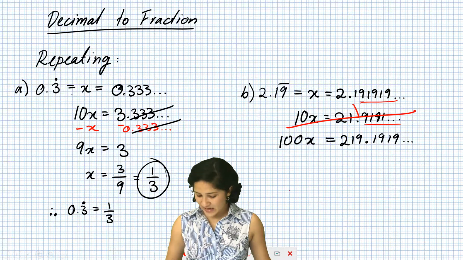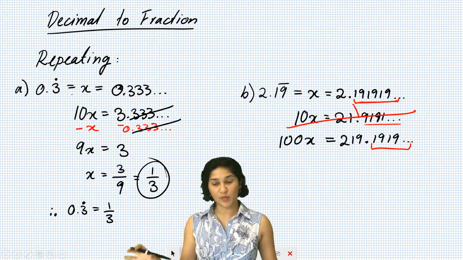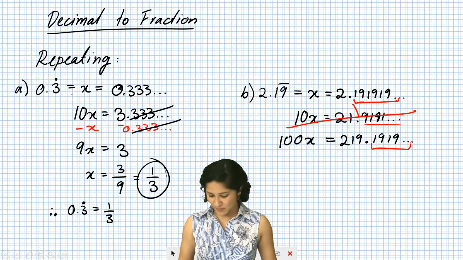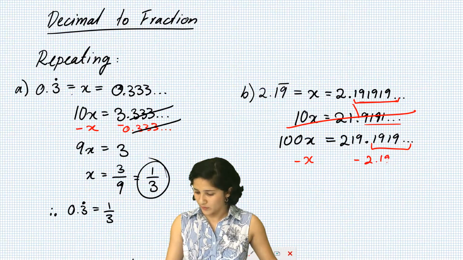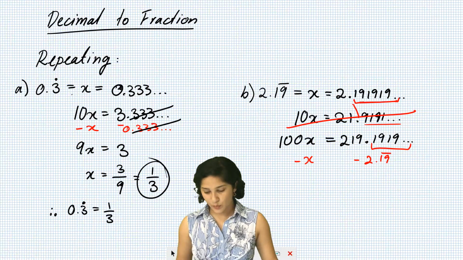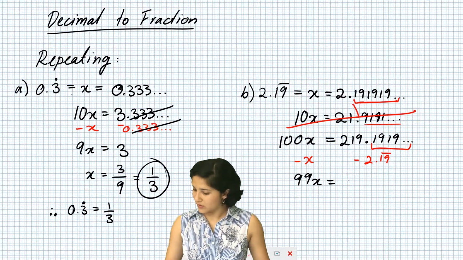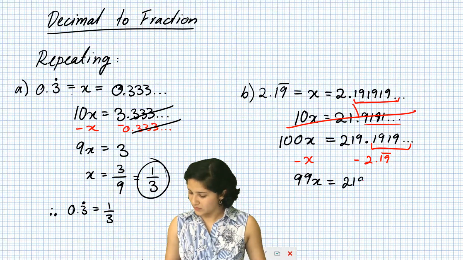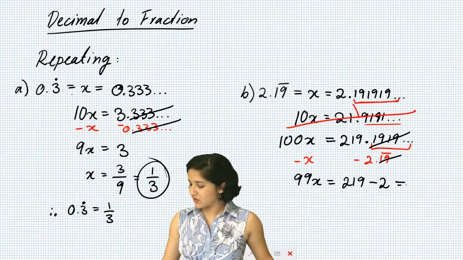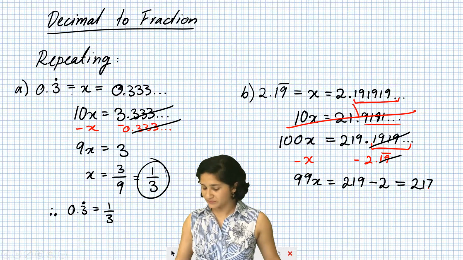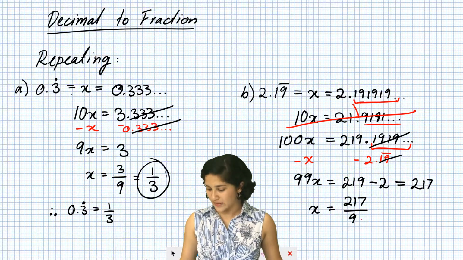So now that works. Now my repeating chunk is exactly the same. The decimal part is the same. So I can just subtract x from both sides. Subtract x from this side and subtract 2.19 repeated from this side. And what I end up with is 99x is equal to 219 minus 2, because these parts cancel out. So that's just 217. So finally, x is equal to 217 divided by 99.